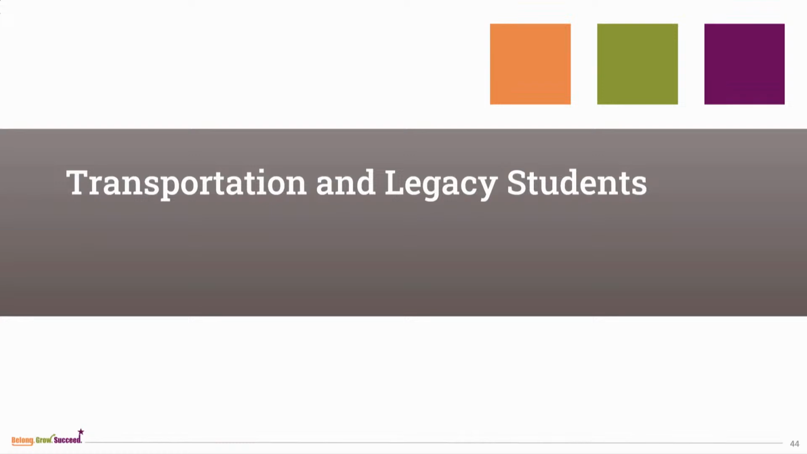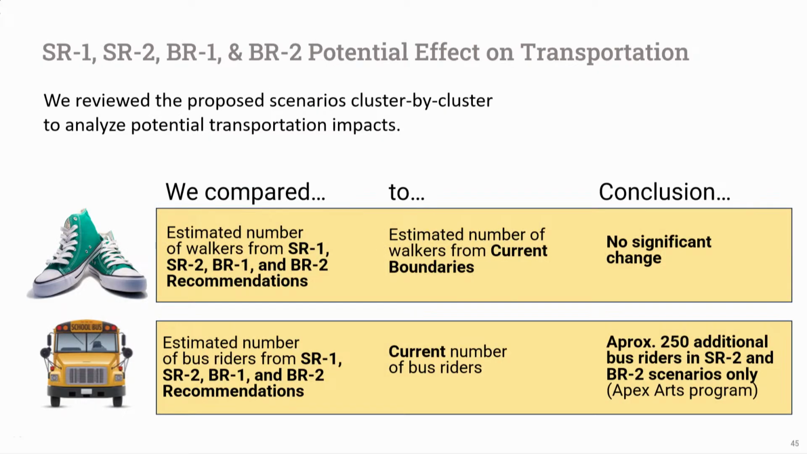Now I would transition into the impact that the recommendations will have on transportation and legacy students. Our transportation division compared the number of walkers in all 4 recommendations to the current boundaries, and there was no significant difference between the recommendations. Then they compared the estimated bus riders for the 4 recommendations, SR1, SR2, BR1, and BR2, to our current number of bus riders, and there was about 250 more bus riders in SR2 and BR2, and no changes in SR1 and BR1. SR2 and BR2 increased the bus ridership is primarily due to the movement of the Apex program from Annapolis High School to Severn Run High School.